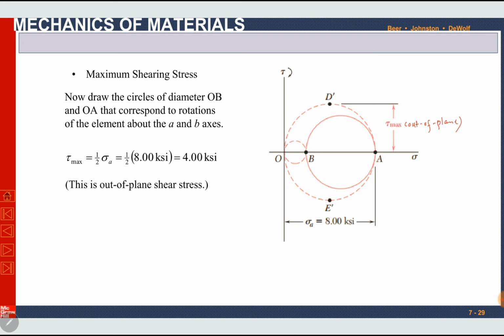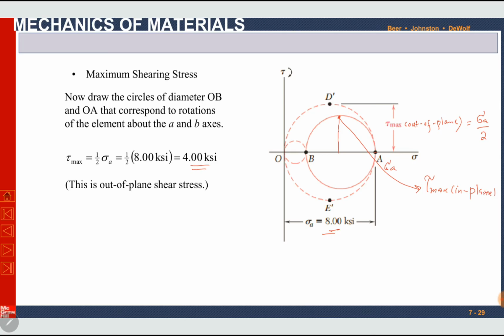So this one has radius equal to sigma A by 2. So it is 8 divided by 2, 4 ksi. If you are asked to find sigma maximum in plane, then this circle radius is tau maximum in plane, but it has not been asked. We were asked to find sigma maximum only.